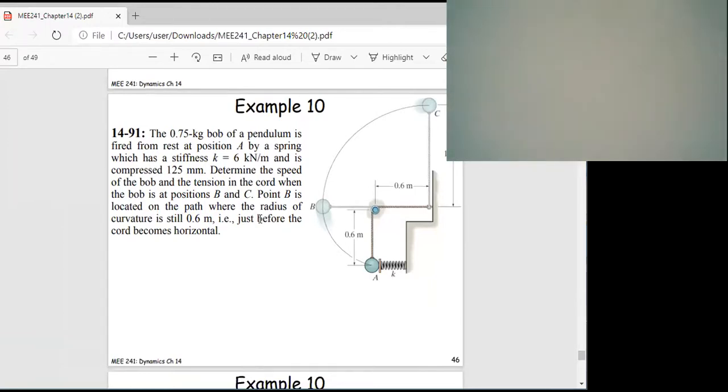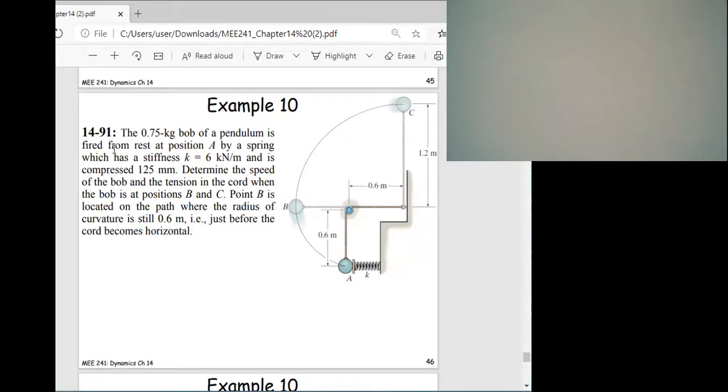Okay, so another problem here is example 10. What I have here is a 0.75 kilogram bob, which is a weight pendulum, fired from rest at position A by a spring which has a stiffness of 6 kilonewton per meter. So I know the stiffness of the spring, and it's compressed 125 millimeters. We need to find the speed of the bob and the tension in the rod at points B and then C. The radius of curvature is still 0.6, so basically it's going along a pure circle.